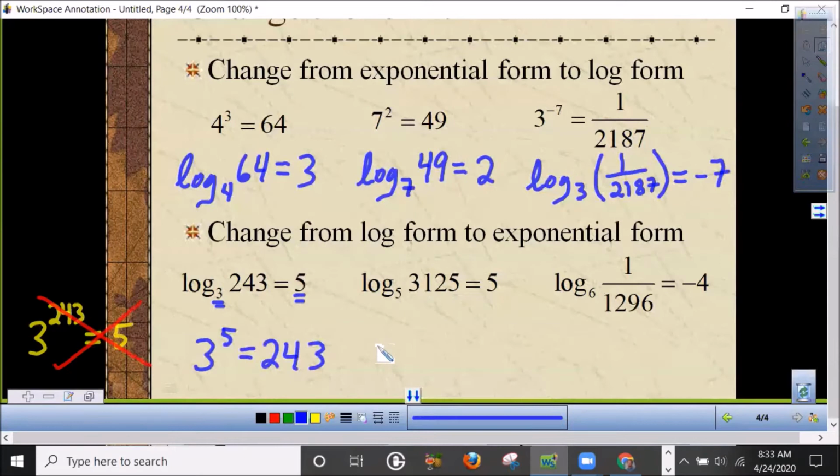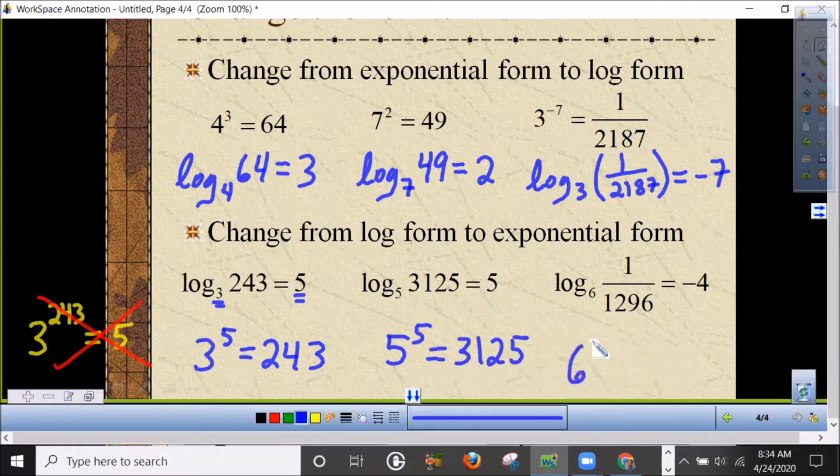In the next example, our base is 5, our power is also 5, and the result is 3,125. And in the last example, the base is 6, the power is negative 4, and the result is this fraction, 1 over 1,296. And this makes sense with our previous knowledge. We know that a negative power means that 6 to the 4th winds up in the denominator of this fraction.